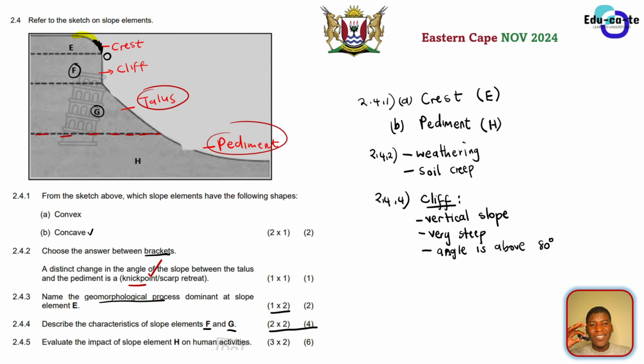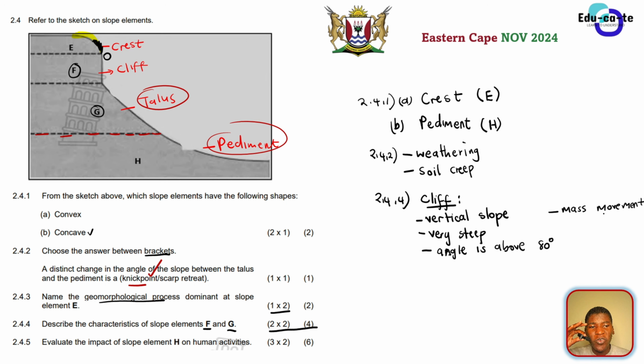So we can say that this is more than 2. This is even more than enough. We just need 2 characteristics about slope F. You can also mention the process that's happening at F. That's one of its characteristics. There is mass movement occurring. So you can say that at the cliff, we have got mass movement that is occurring. Mention as much as you can, especially when you are not sure which ones are the correct ones. So mass movement occurs at the cliff. All of these are characteristics of the cliff.